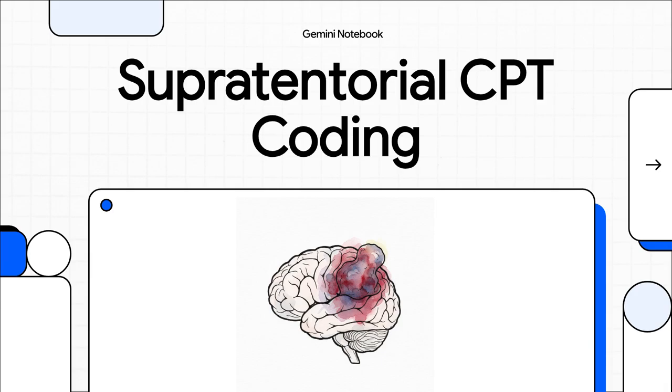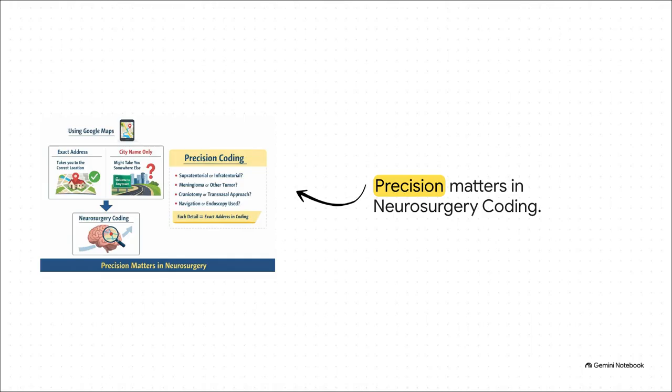the exact right place. Think about how you use a GPS. If you just type in the name of a city, sure, you'll end up generally in the right area, but you're still going to be completely lost when it comes to finding the exact house. It's the exact same thing in our profession. Just knowing a brain surgery took place, yeah, that simply isn't enough. Every single anatomical detail, every specific surgical technique, that is your exact address for code selection. Precision matters immensely here because even a minor misunderstanding of the surgical location can lead to a massive coding error.